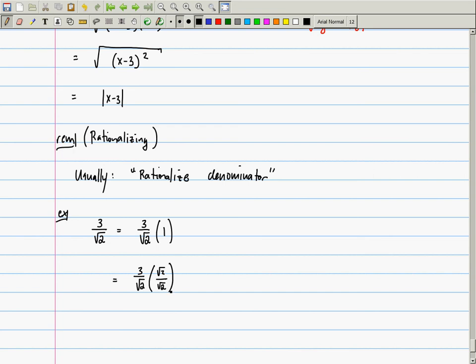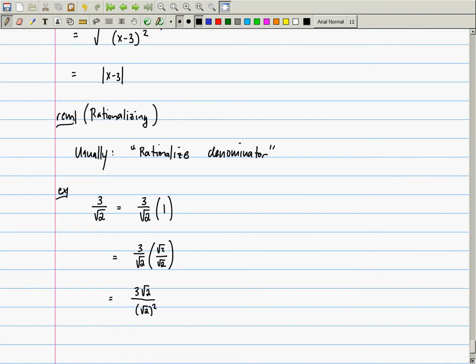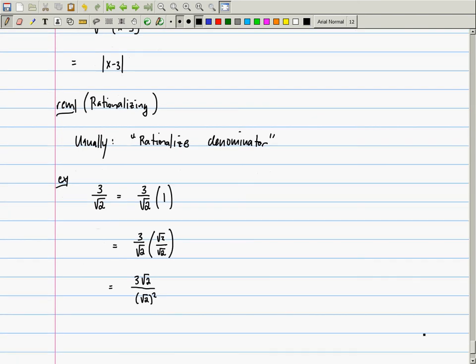Because the square root of 2 divided by the square root of 2, that's 1. That's 1, so I can do that. But the purpose of doing that is that the numerator is now 3 square root 2, which is great. But what is the denominator? It is the square root of 2 squared, which is exactly as you say, it's 2. So this is 3 square root 2 over 2.